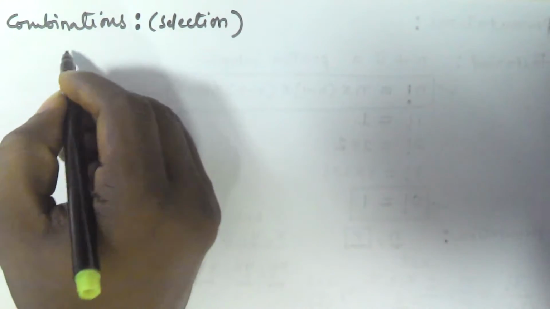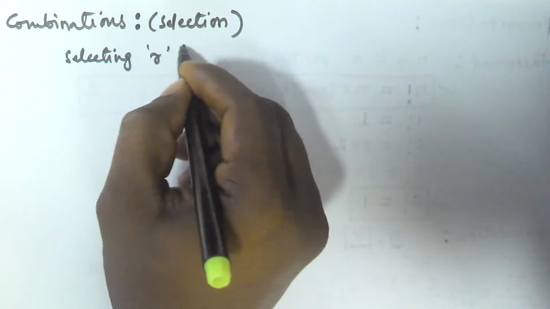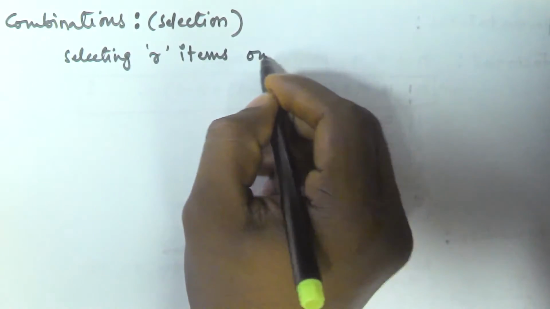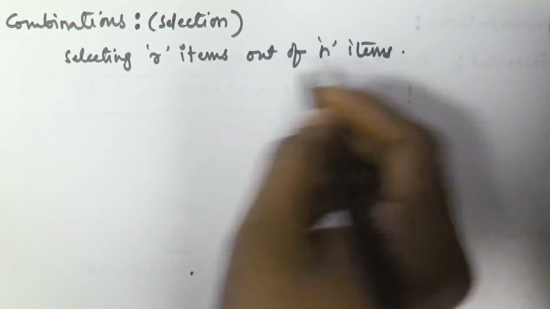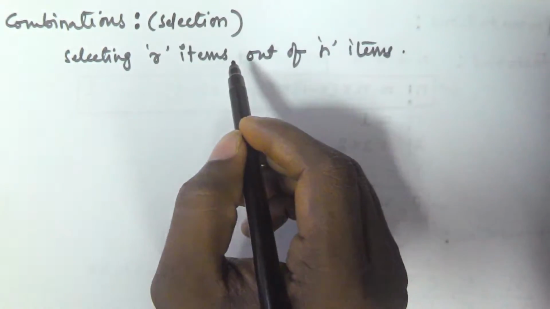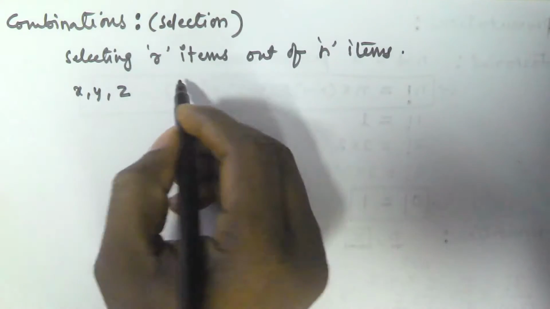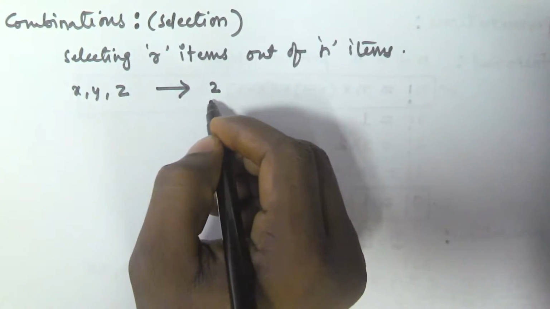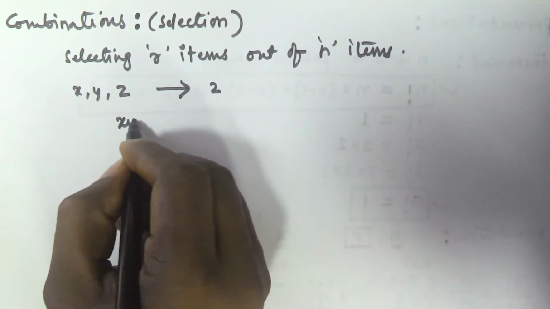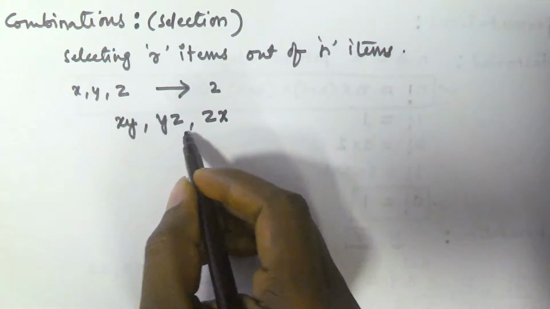Combination is all about selecting r items out of n items. For example, we have three items x, y, z, out of which we have to select two items. The two items may be xy or yz or zx.